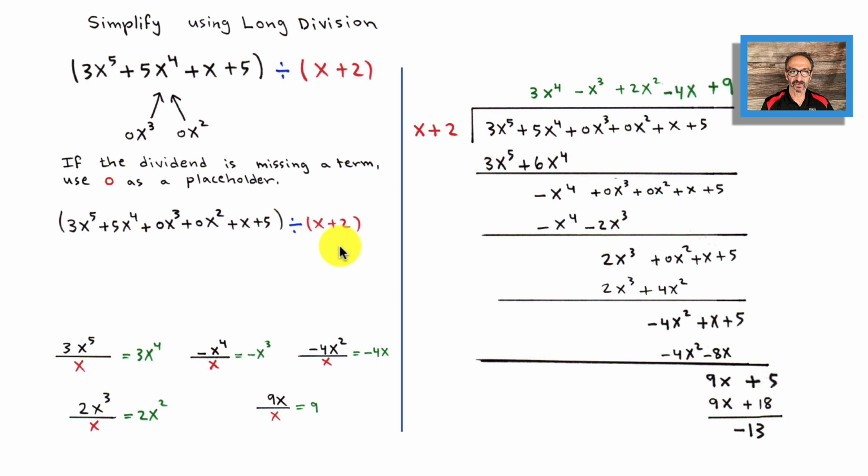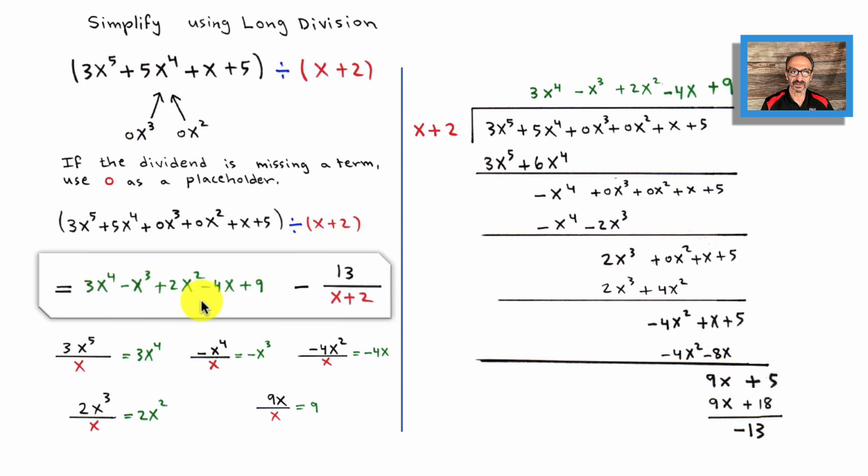So the answer to this problem is the following. That's the quotient, minus 13 over x plus 2. Or you could say plus a negative 13 over x plus 2. That should do it. Now let's go to synthetic division.